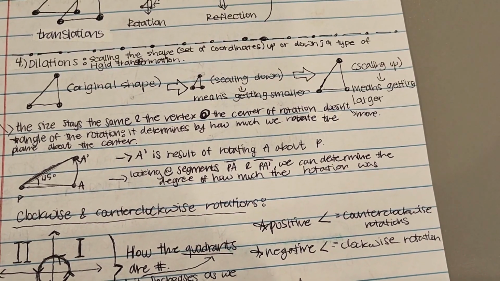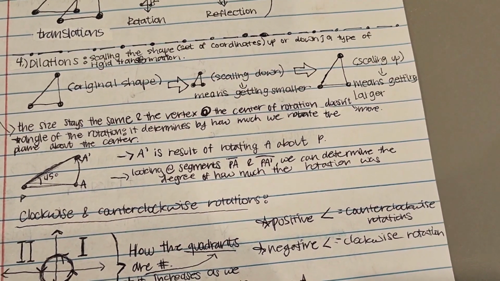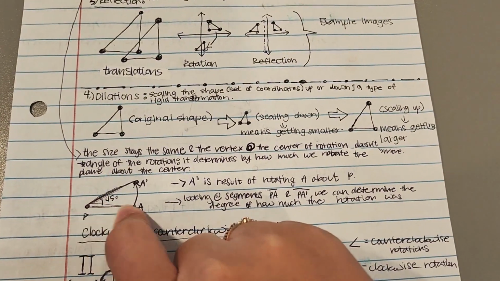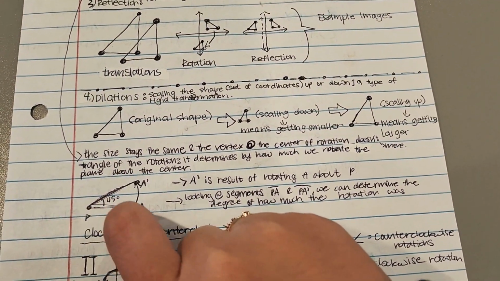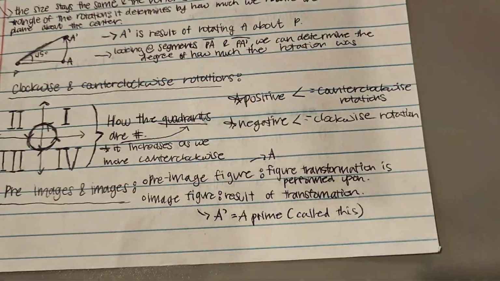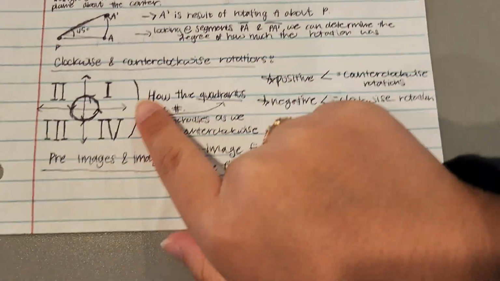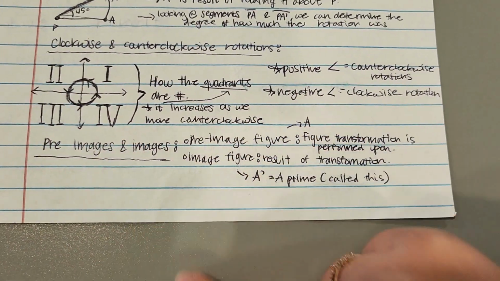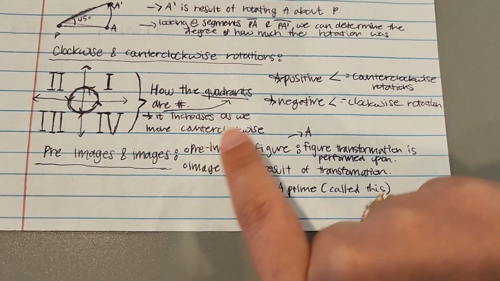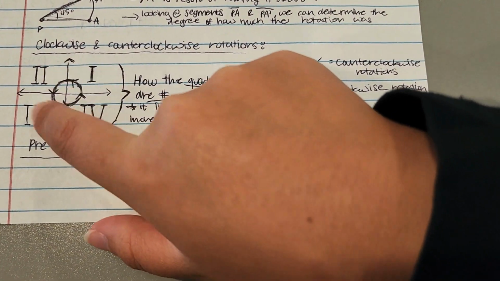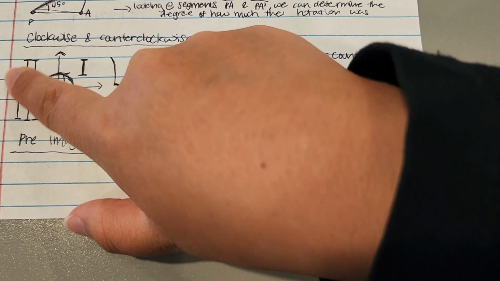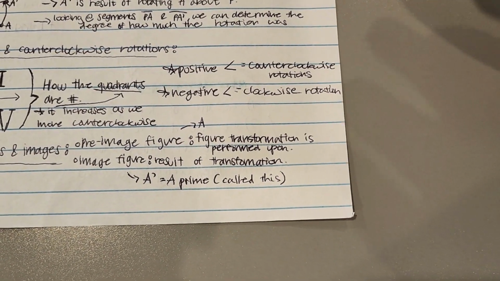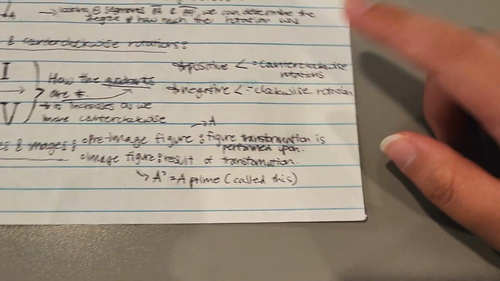Looking at segments PA and PA prime, we can determine the degree of how much the rotation was. Clockwise and counterclockwise rotations: this is how the quadrants are numbered, 1, 2, 3, 4, and it increases as we move counterclockwise. Since a clock goes like this, we go like that. Positive angles mean counterclockwise rotations. Negative angles mean clockwise rotations.